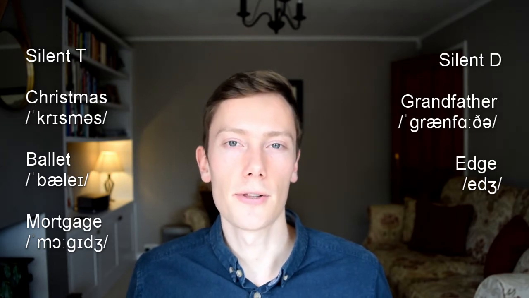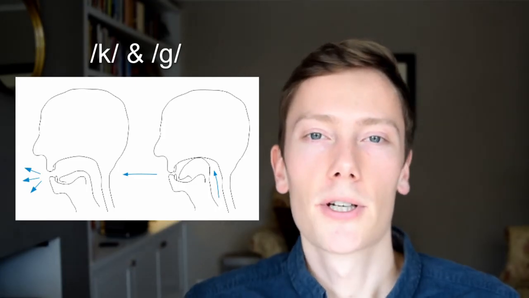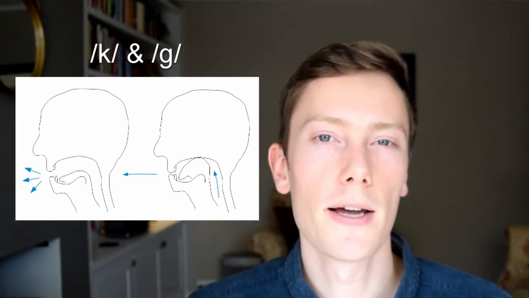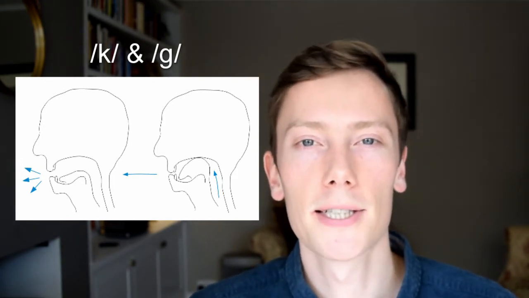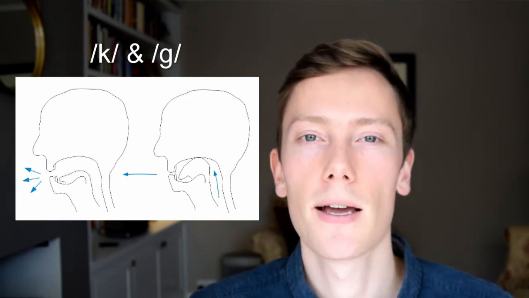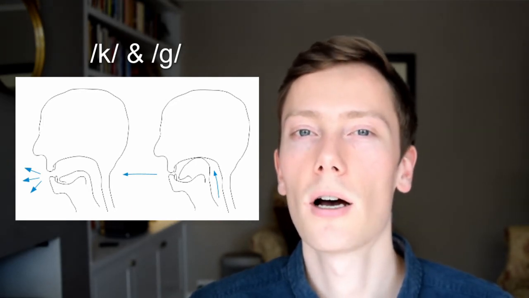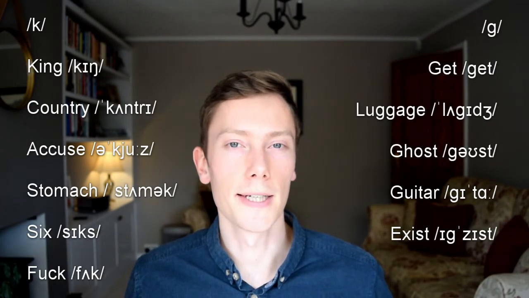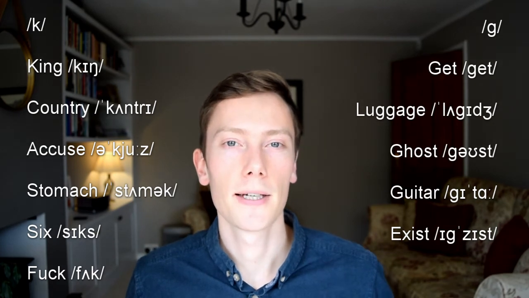To produce the K sound, use the back of your tongue to block the flow of air through your mouth, build up air pressure and suddenly release. K, K. The G sound is produced in exactly the same way, but we use our vocal cords. G, G. These sounds can be represented by several different letters of the English alphabet.